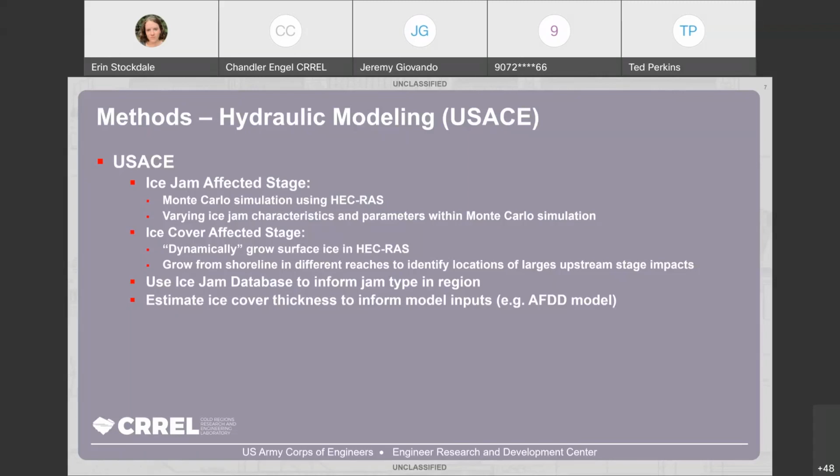what type of jam may be present in a general vicinity. Is it a breakup jam that's going to dominate, or can you have both? That might give us an idea of what we need to look at, at least in the hydraulic modeling. Another important aspect of this is that we want to estimate the ice cover thickness. As Chandler just showed you in the last presentation, we could use the AFDD model to get an estimate of what that ice thickness looks like, and that would be one of our primary inputs to the hydraulic modeling.